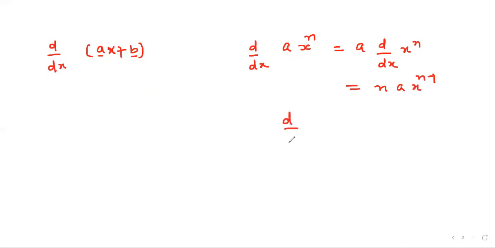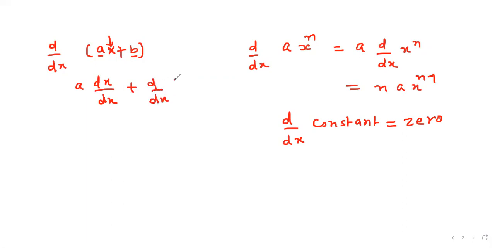But if a constant occurs alone, its value becomes 0. So here, if we differentiate, this x will give dx upon dx, that is a times dx upon dx plus d upon dx of b, which is constant, but dx upon dx will become 1. So the answer will be a. Now let's consider some other question. Suppose we are given d upon dx of ax plus b whole power 3.